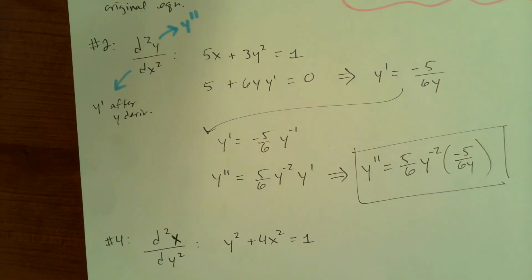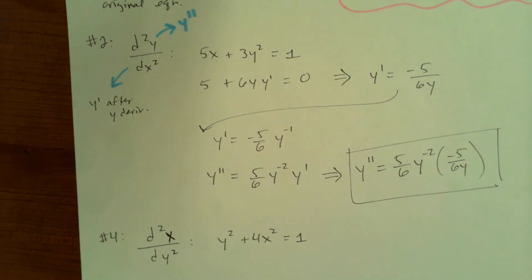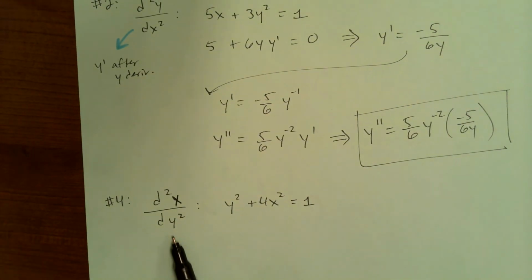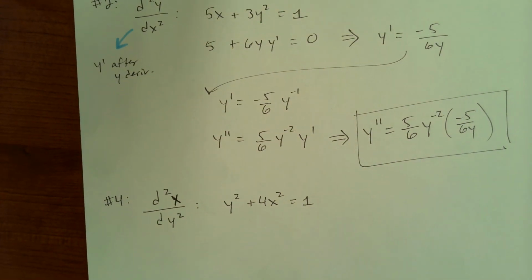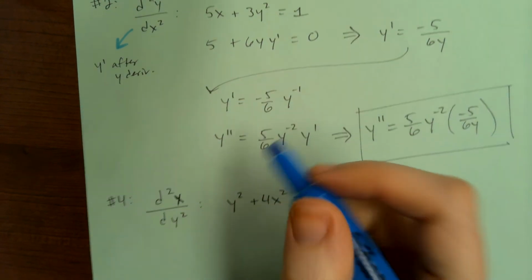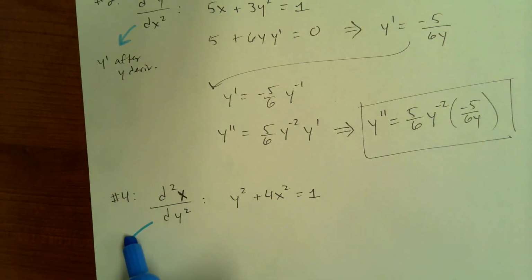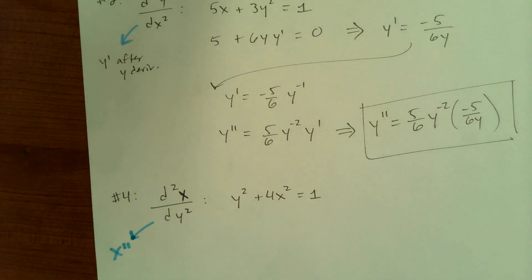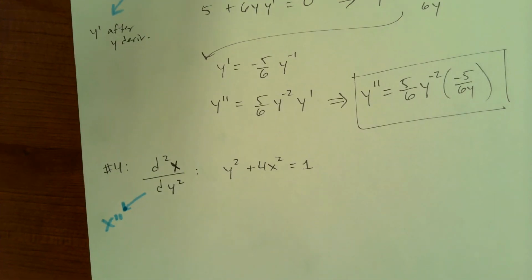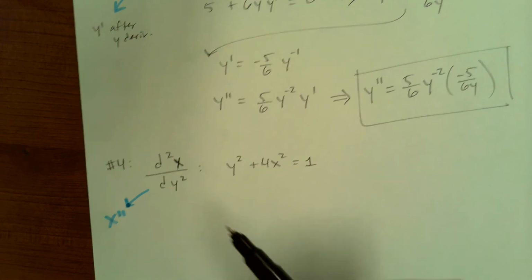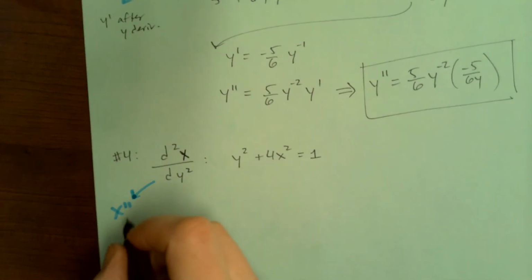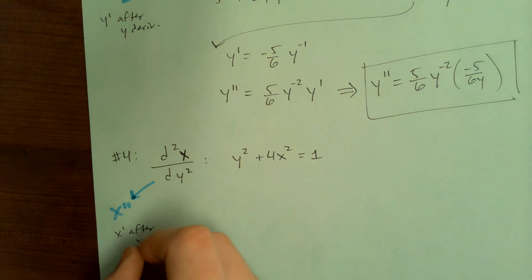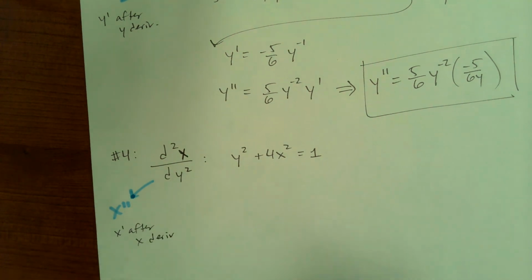So here, what does this mean? This is actually different than the first one because now the x is on top. So guys, this means that they want x double prime. They want x double prime. And we're going to need an x prime after an x derivative.